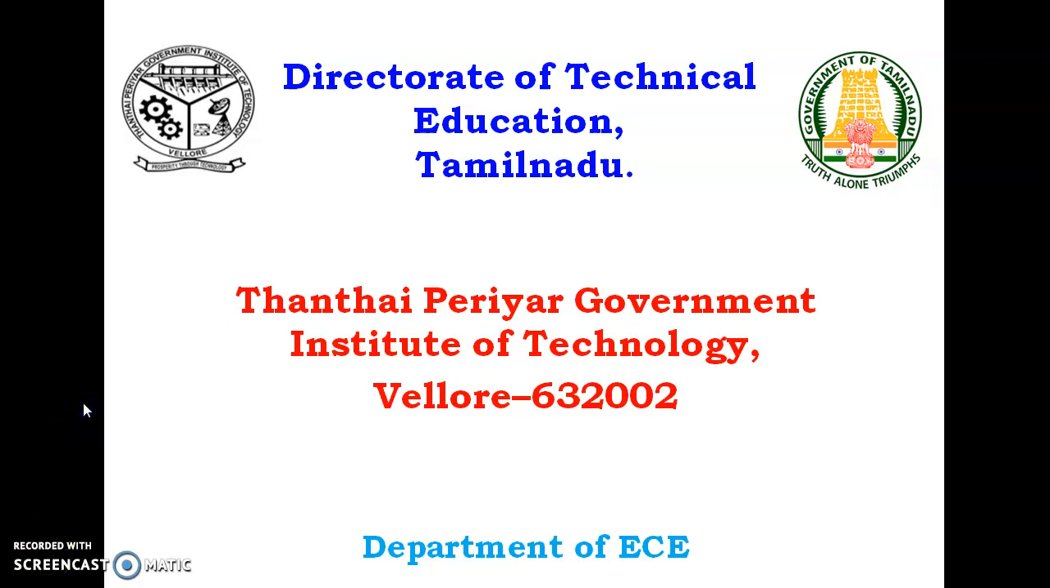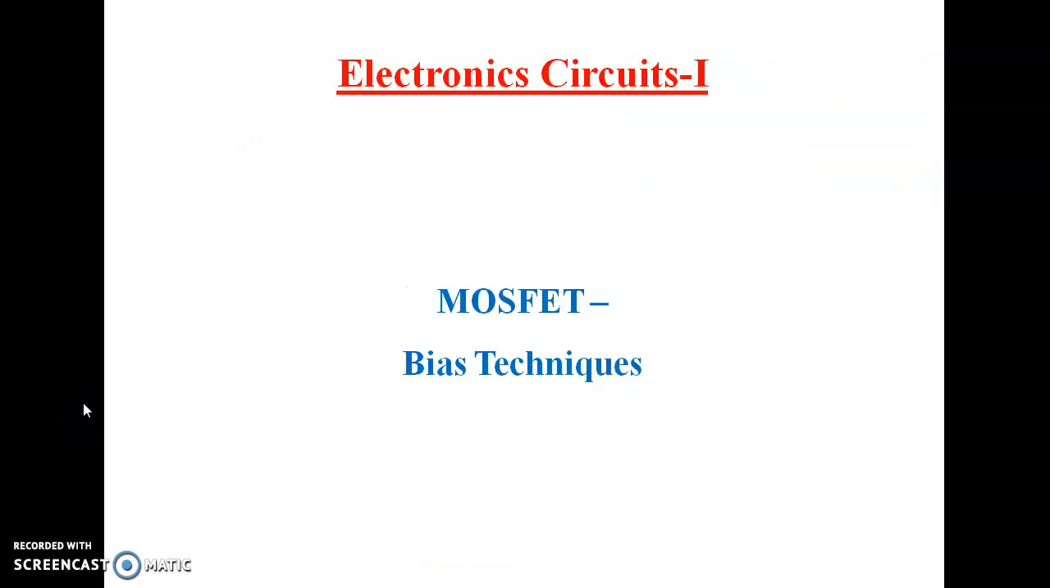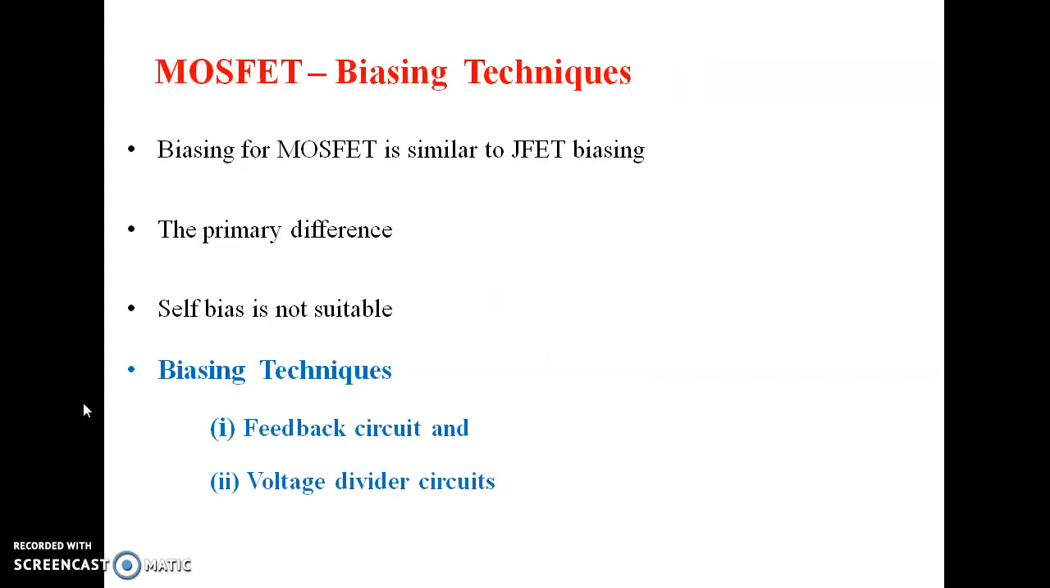Here we are going to discuss the MOSFET biasing techniques. Biasing circuits for the MOSFET are quite similar to the circuits used for the JFET biasing. But the primary difference is this: MOSFETs also permit operating points with positive values of VGS for N channel and negative values of VGS for the P channel MOSFET.